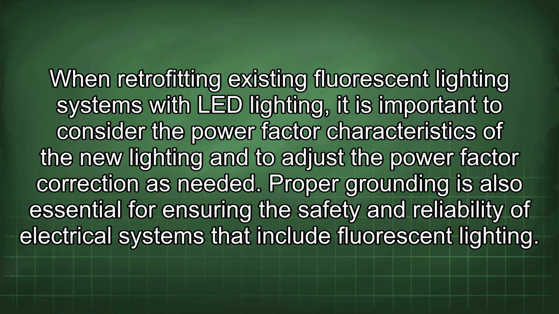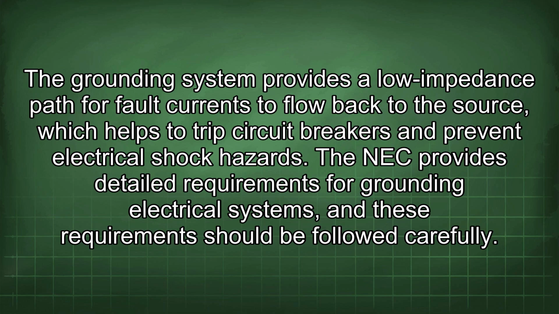Proper grounding is also essential for ensuring the safety and reliability of electrical systems that include fluorescent lighting. The grounding system provides a low impedance path for fault currents to flow back to the source, which helps to trip circuit breakers and prevent electrical shock hazards. The NEC provides detailed requirements for grounding electrical systems, and these requirements should be followed carefully.